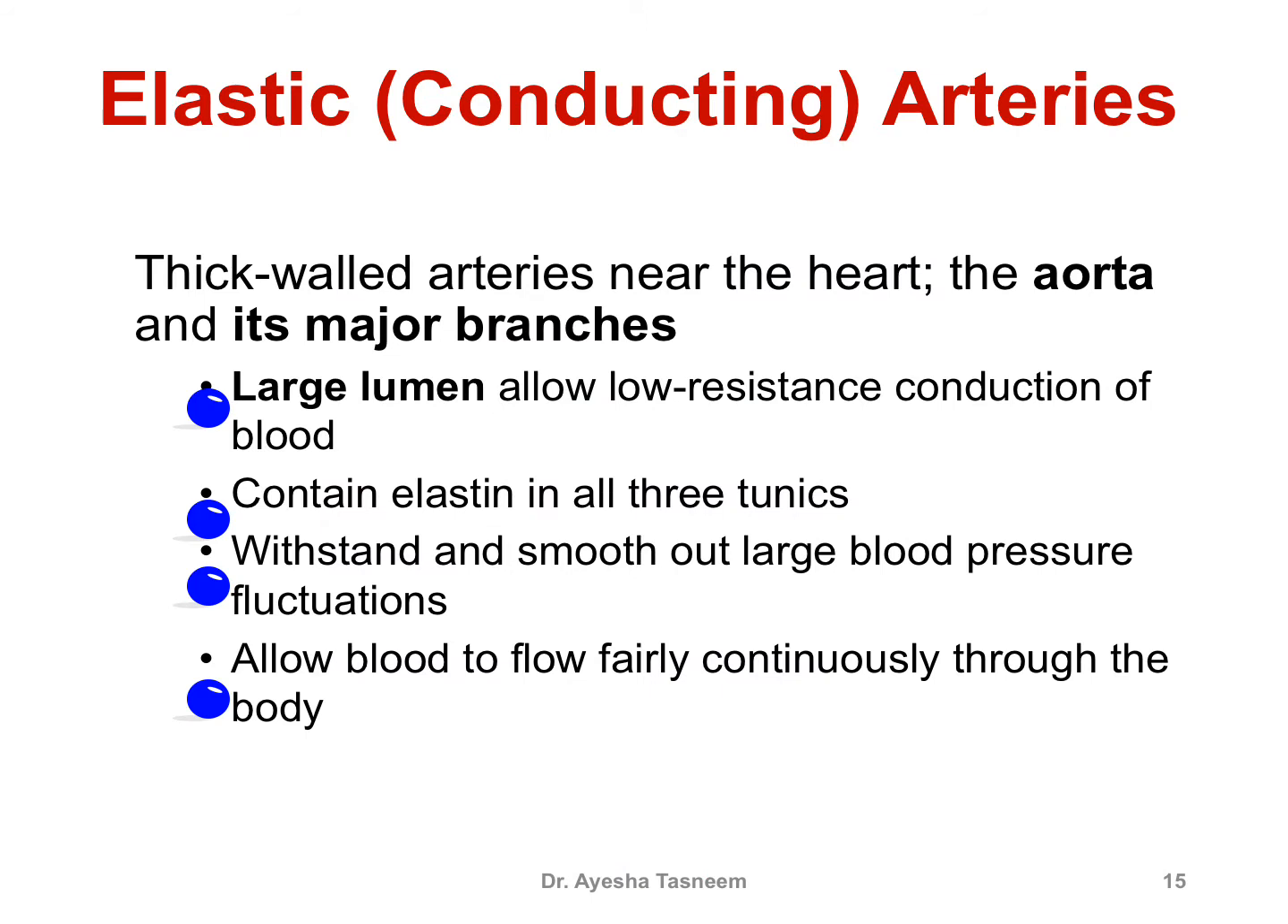Firstly, we come to the elastic or conducting arteries. These are thick walled arteries and are present near the heart. The best example is the aorta and its major branches. The lumen is large and allows less resistance for the conduction of blood. They contain elastin in all three tunics, and they can withstand and smooth out large blood pressure fluctuations, and in the end it allows blood to flow fairly continuously throughout the body.